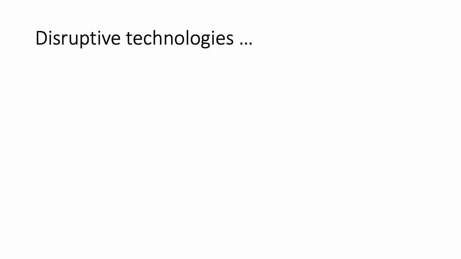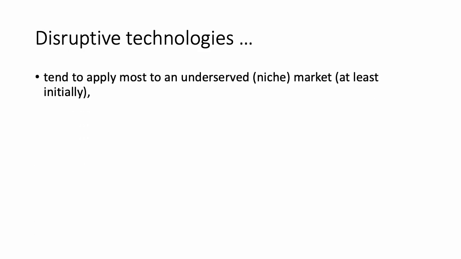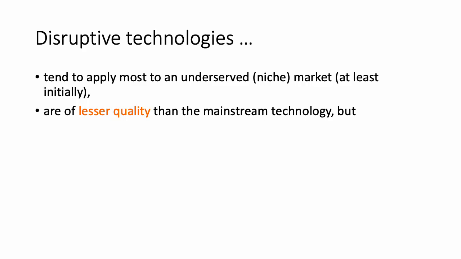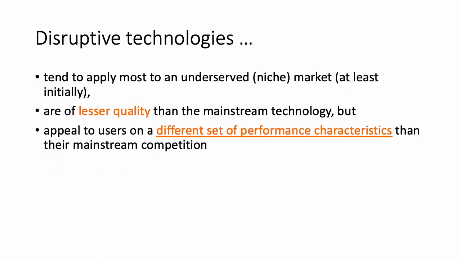All right? So here's what you need to know about disruptive technologies. Here's a definition. I promised you a definition. Here it is. Disruptive technologies tend to apply most to an underserved or a niche market, at least initially. So you're usually looking for a market that is not being satisfied in some way. They're unhappy with what the current products are for some reason. They're also going to be of lesser quality than the mainstream technology, but here's the key: they appeal to users on a different set of performance characteristics than the mainstream competition.